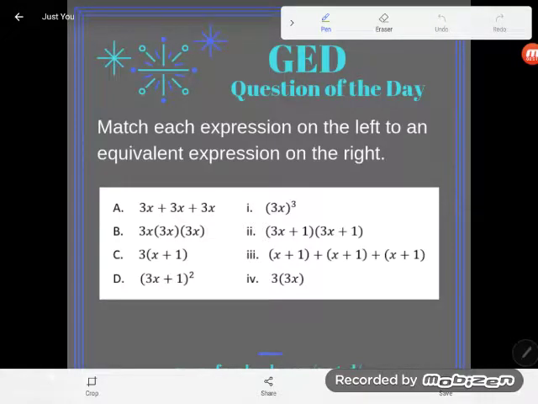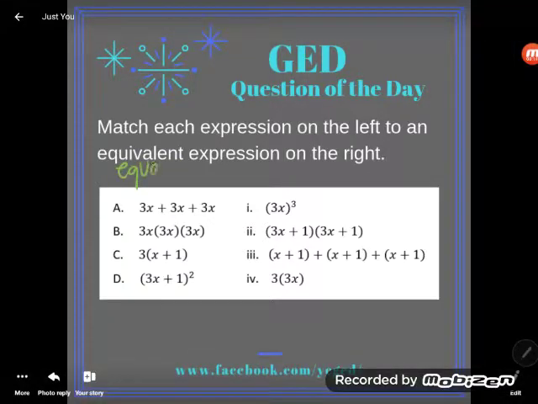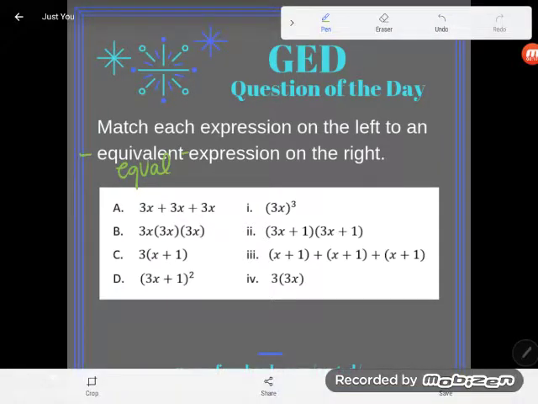Hey GED students, it's GED question of the day time, and we've been asked again to match each expression on the left to an equivalent expression on the right. And again, equivalent means equal. And you might be wondering why I keep saying again, because we've actually done two similar problems like this in the last few videos. This is the most complex. So if you find yourself a little lost in this problem, you could go back to the other two and see how we're building up to this level. So let's take a look.